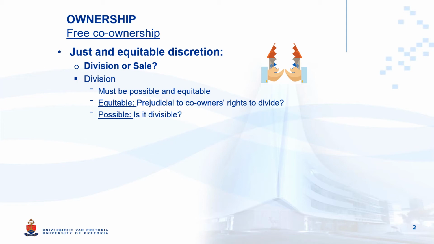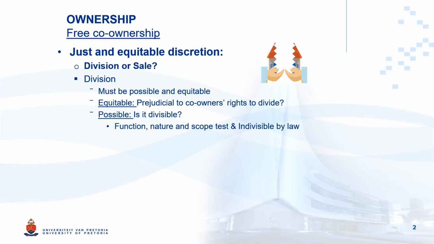The question of whether it is possible to divide depends on the divisibility of the property. In other words, division of the property amongst the co-owners requires that the property must be divisible. And to determine if the property is divisible, we'll have to apply the tests for divisibility. The question that is asked here, and I refer you back to week 1, where we looked at divisible versus indivisible things, is: can the property be divided without the property losing its function, value, and nature?